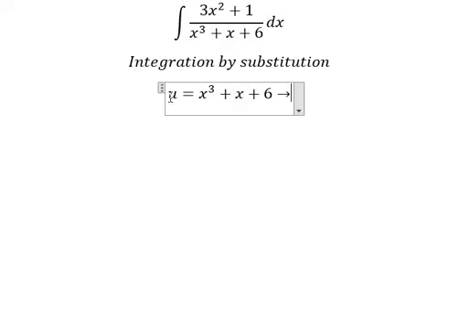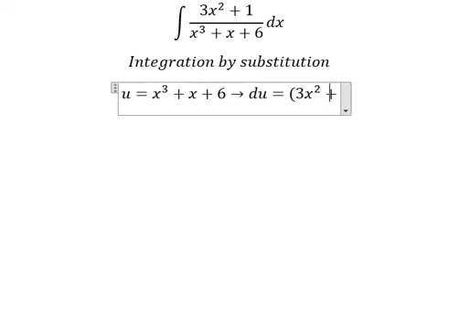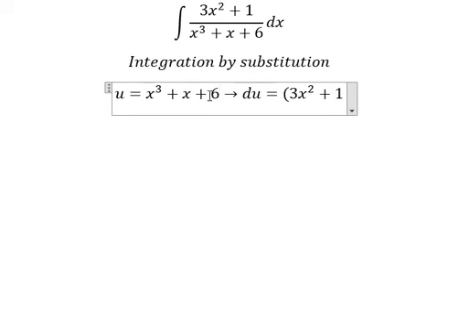Later we take the first derivative for both sides. The first derivative of x to the power of 3 is 3x squared. This one we have number 1. This one is a constant, so you get 0.